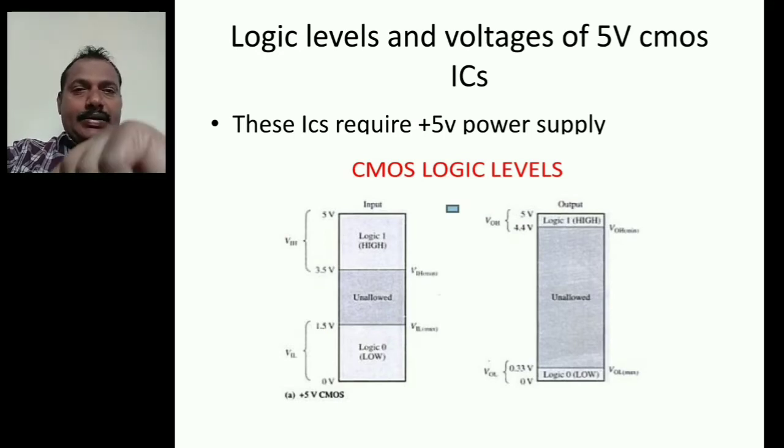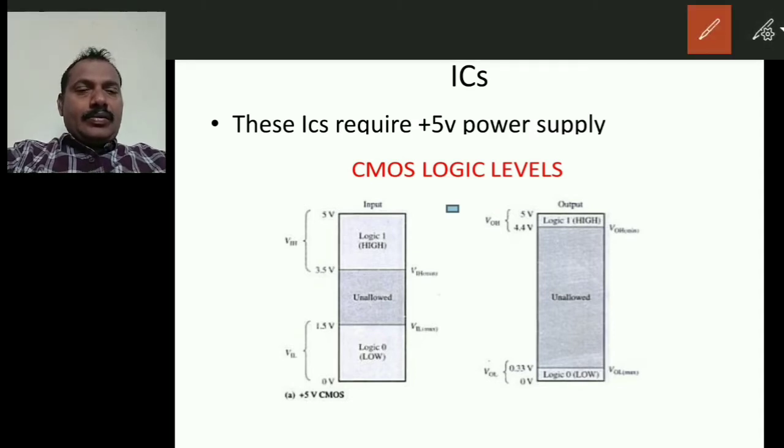Now we have seen the TTL case. Now let us consider CMOS ICs. Logic levels and voltages of 5 volts CMOS. These ICs require 5 volts power supply. Let us take the 5 volts CMOS logic levels. In a similar way, we have two diagrams: for the input voltage levels, and these are for output voltage levels.